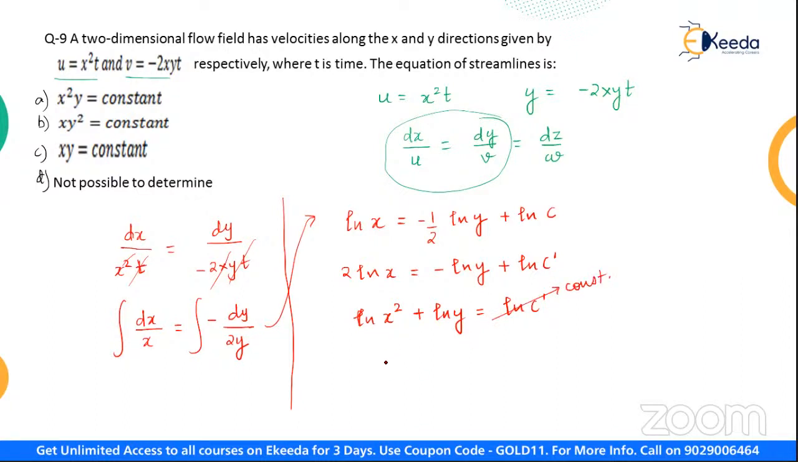So when the two values are multiplied, then it can be written as ln x square y, that is equal to ln c dash, and from here we will know that this x square y can be written as a constant value. This is the equation of the streamline. So the correct option will be option A.